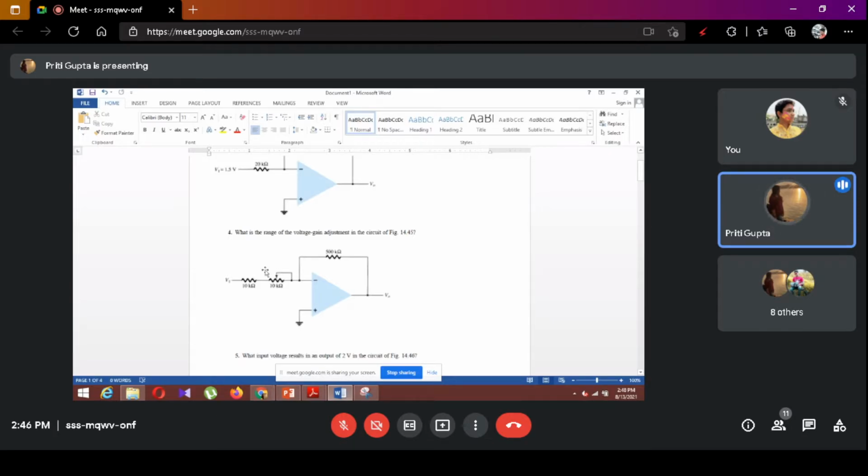If you get this kind of rheostat, you will take the minimum value and maximum value and then you will calculate. Clear?